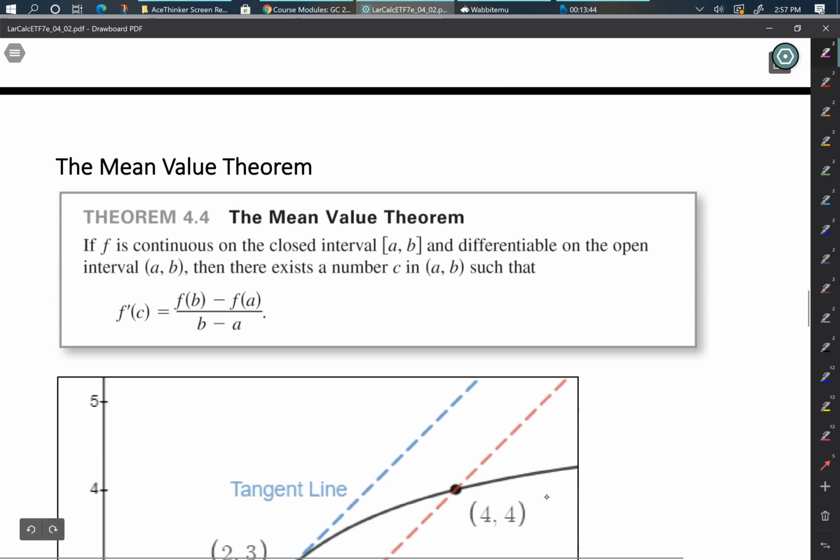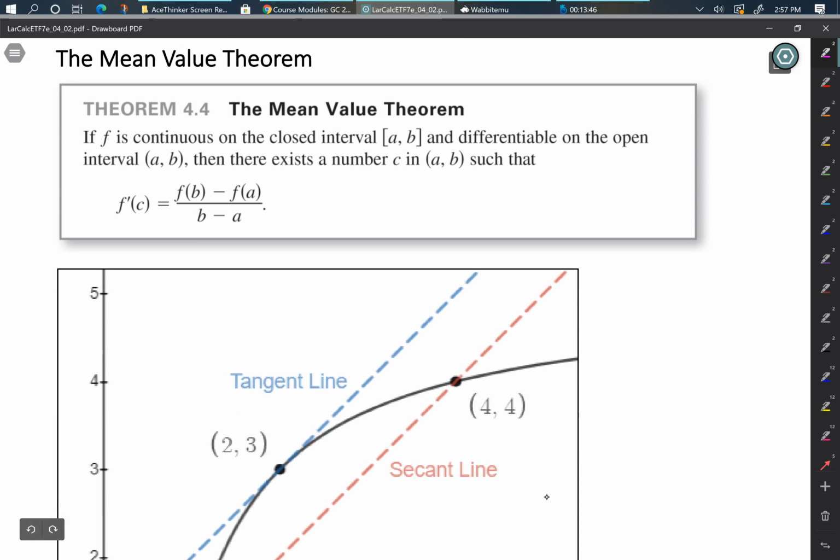All right, mean value theorem. I don't want to start mean value theorem in this video, so I'm going to stop this one and start a new one. That'll be part 3 for mean value theorem.